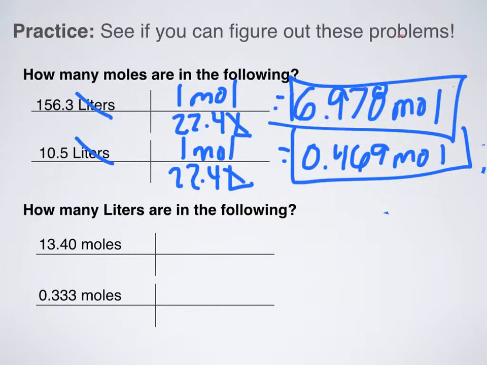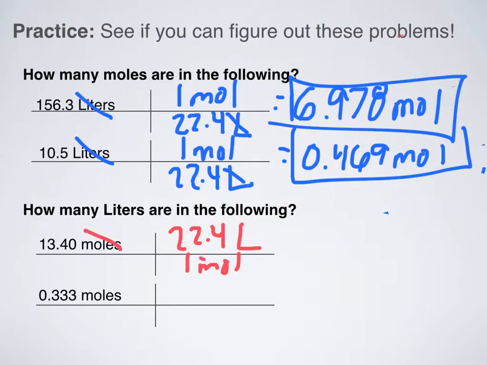Now the next one, instead I'm given moles and I have to get to liters. So if I have 13.40 moles, what am I going to do? I have moles on the bottom because I want those units to cancel, and I have my liters now on top. They're opposites.